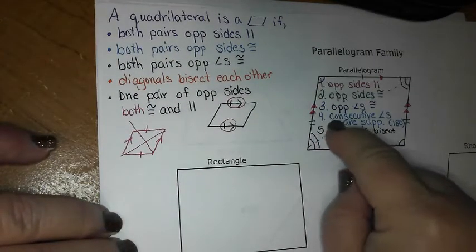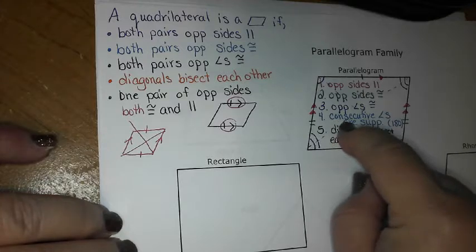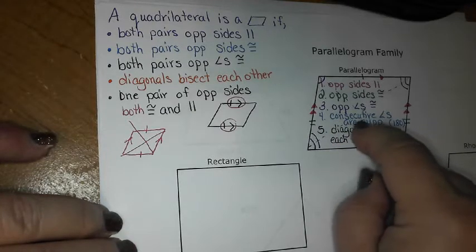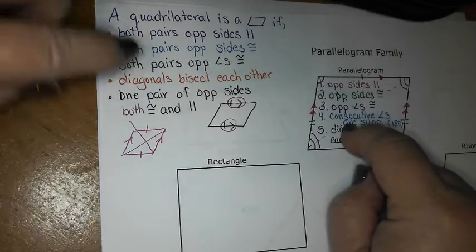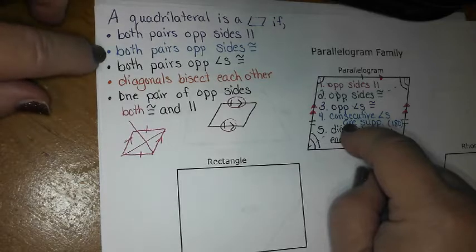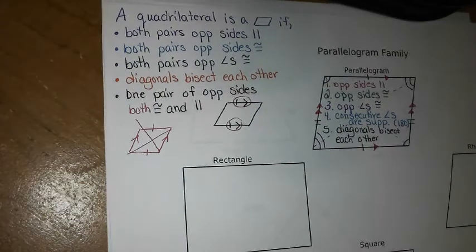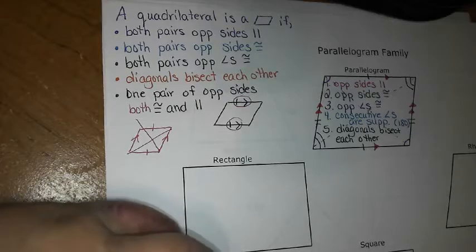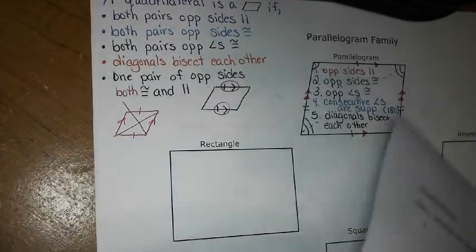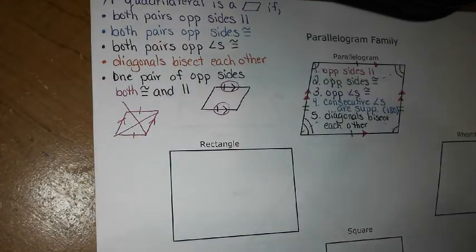The only one we don't use is consecutive angles are supplementary, which is not enough information to prove that it's a parallelogram. Consecutive angles being supplementary could make it a trapezoid, so we don't know for sure that it would be a parallelogram. So let's look at some practice examples to see how this works in real life.